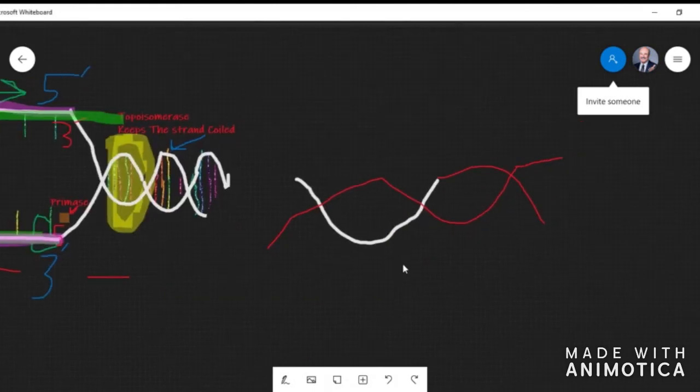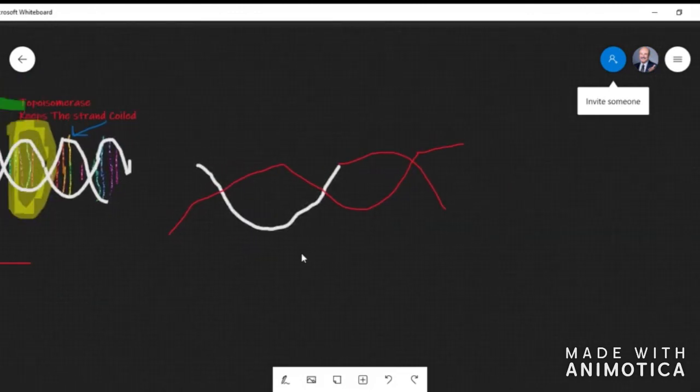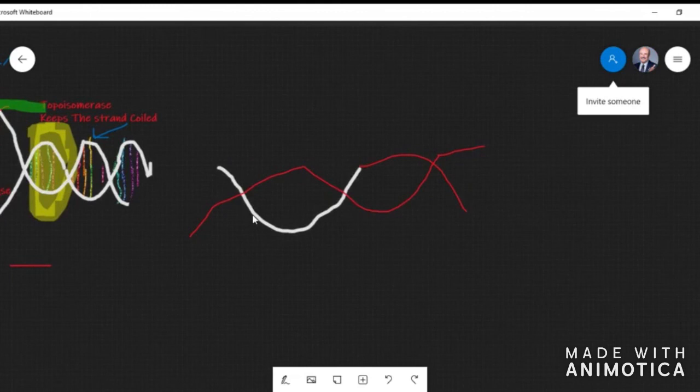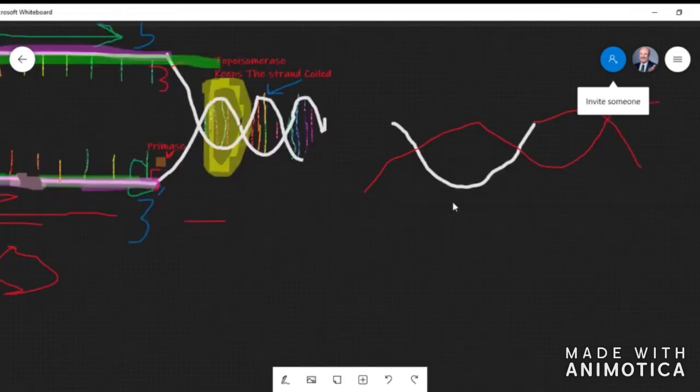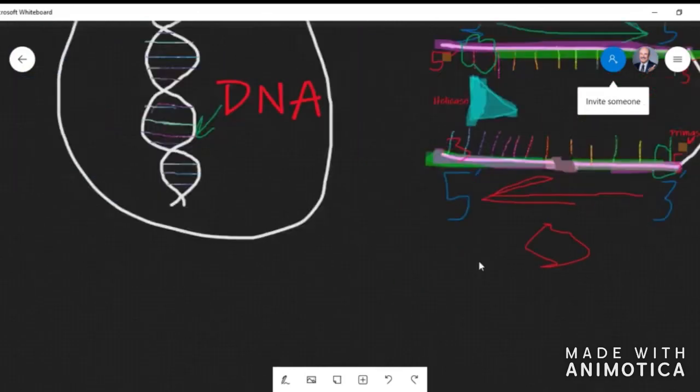Okay, so next, let's say this is your new strand of DNA after it zips back up. This is what's called semi-conservative, because part of the original DNA copied is actually going to be the new DNA strand. So this would be considered semi-conservative. And this is the whole process for DNA replication.